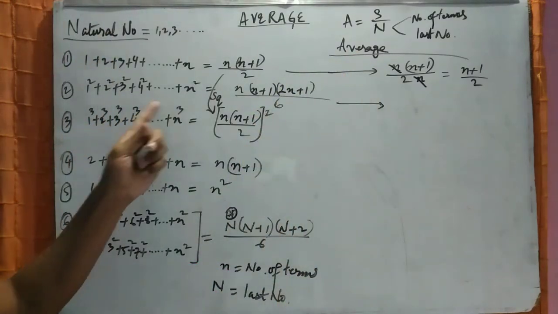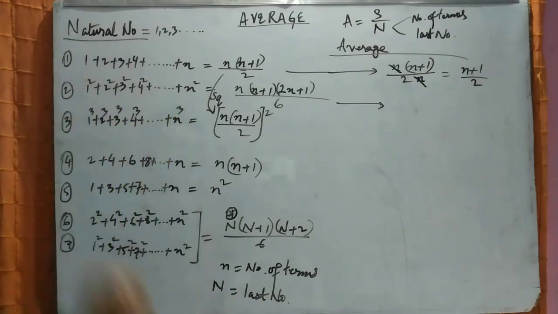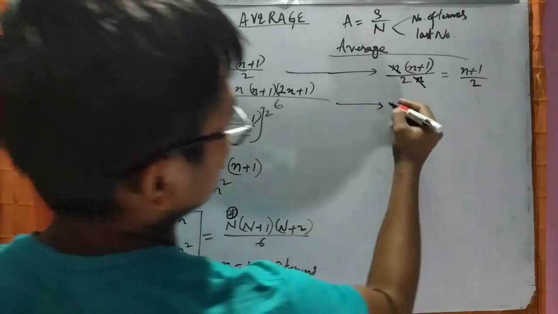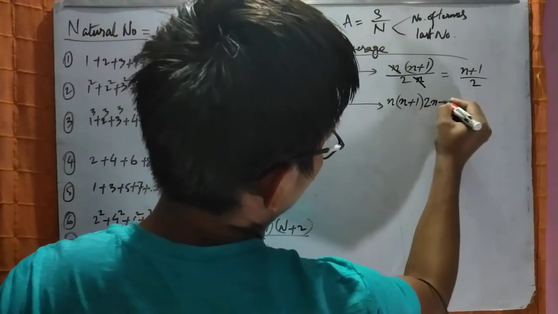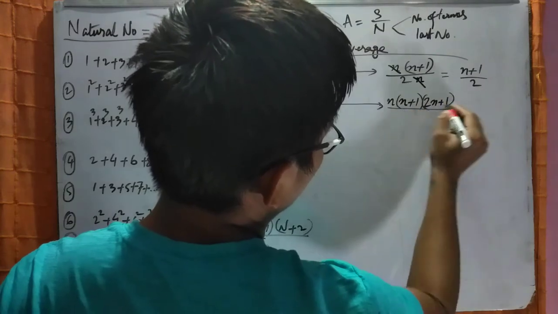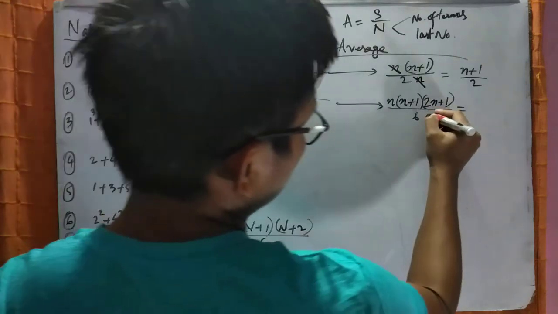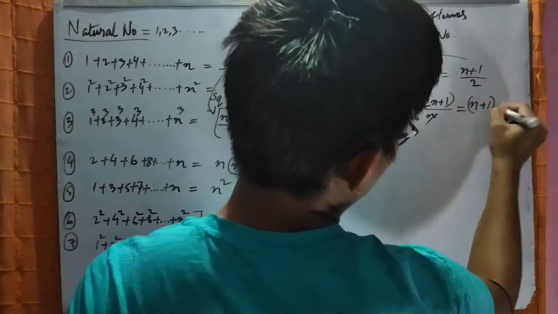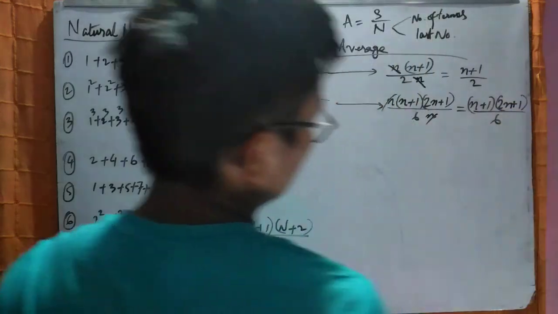Average for squares: the sum of squares of n consecutive natural numbers is n(n+1)(2n+1)/6. Divided by the number of terms n, the n cancels and we get (n+1)(2n+1)/6.